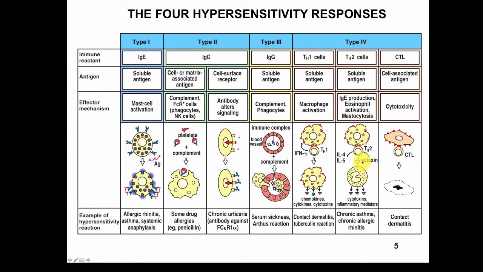There can be aspects of type 4 hypersensitivity in certain types of chronic asthma and chronic allergic responses, because a lot of times these hypersensitivity responses may involve multiple arms of the immune response, so not just IgE, but also Th2-mediated immune mechanisms that contribute to the tissue damage.